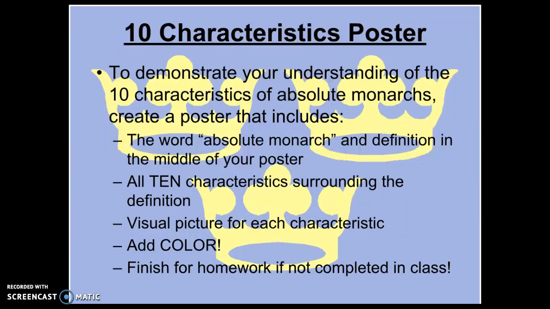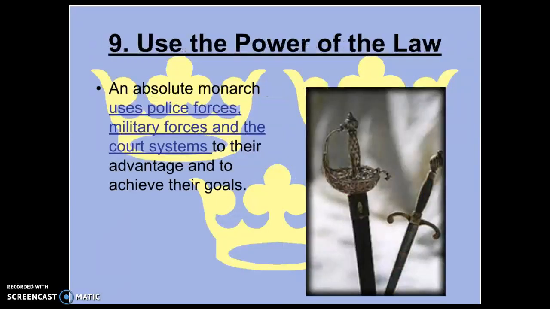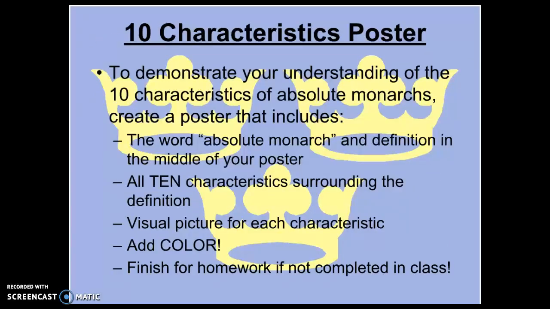You don't have to use bubbles if that's too small for you and you want more space. Make it cover the whole piece of paper. That's fine. All 10 characteristics need to surround the definition. You need a visual picture for each characteristic. Okay. Now, some of the definitions you can totally shorten them. They don't have to be everything that was on that slide, guys. It just needs to be the heading. Okay. So for example, if we look back at 9, you would just write, use the power of the law, and then draw your picture underneath of that. Okay. For all 10 characteristics. So you need a visual picture for each characteristic.